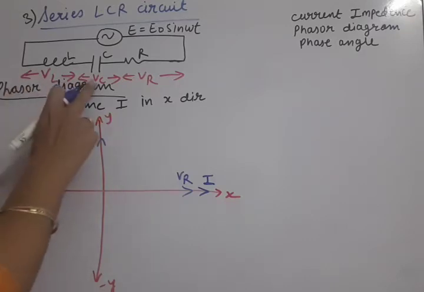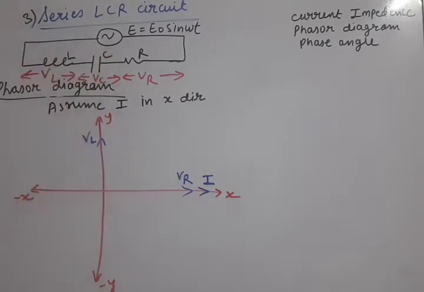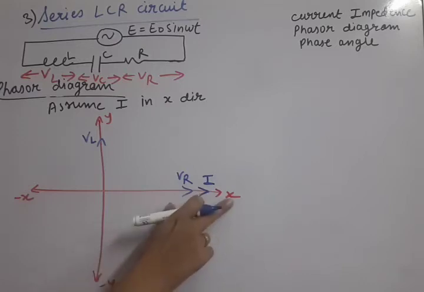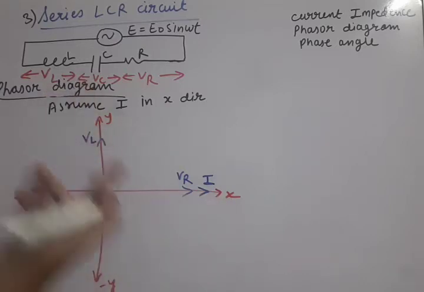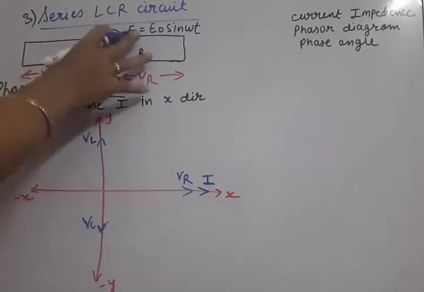In the same manner, where will VC be? VC is the voltage across the capacitor, so let us take the help of the conclusion for the capacitor. In a capacitor, the voltage is behind the current by 90 degrees. If current is in the x direction, then VC will be behind, so VC will be in the minus y direction. This way we have drawn all the voltages in the given circuit.